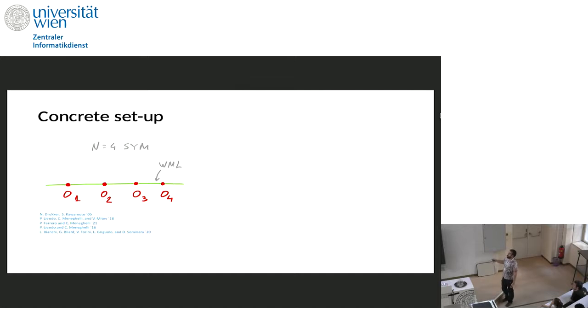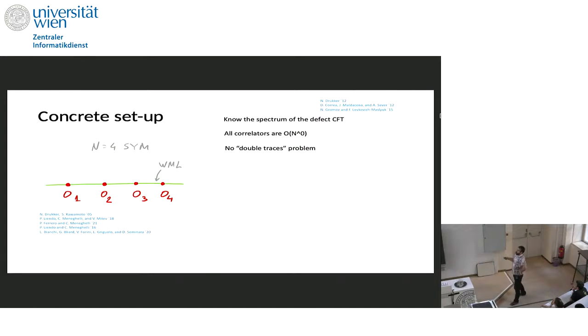Let's consider some concrete setup. Let's take N=4, something we studied recently, and put 4 operators on a Wilson-Maldacena line, or Maldacena-Wilson line, probably more appropriate in the current setup. What's nice is that we still know the spectrum of two-point functions on the Wilson line, again from the quantum spectral curve. Another observation is that all of these correlators are of the same order in N, so there is no double trace problem mentioned before, although I don't think there is such a big problem anyway.